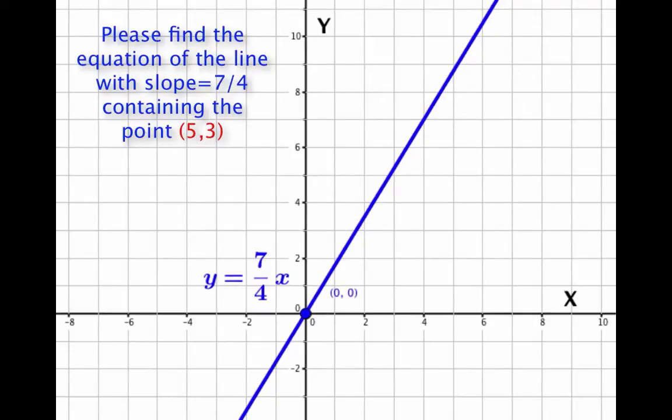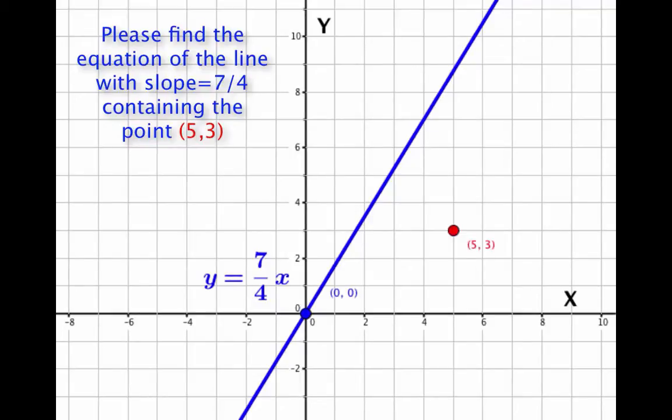Now let's try to find the equation whose graph will be a line with slope equal to 7/4 containing the point (5, 3). Of course, if we wanted it to go through the origin, (0, 0), the equation would be easy. We just have y equals 7/4 x. But now we want it to go through the point (5, 3).